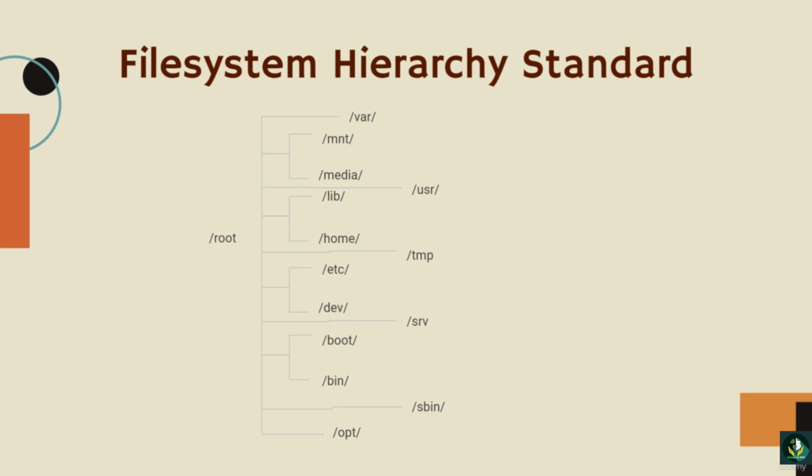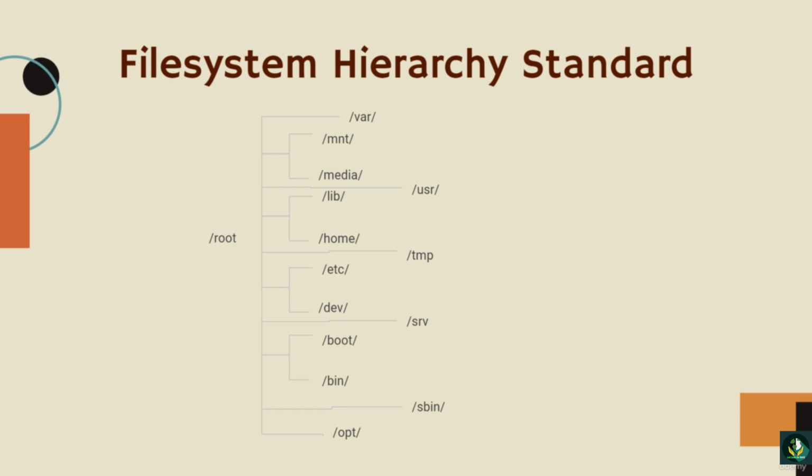Lib, essential shared libraries and kernel modules. Media, mount point for removable media. Mnt, mount point for mounting a file system temporarily. Opt, additional application software packages. All those details will be stored in the opt directory.